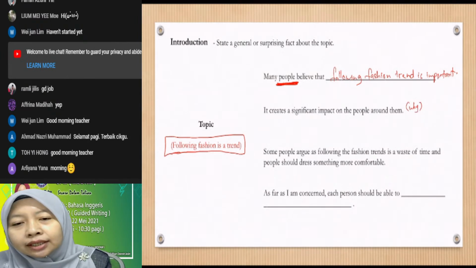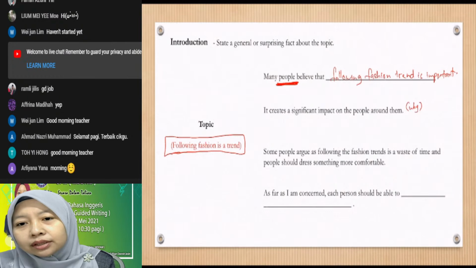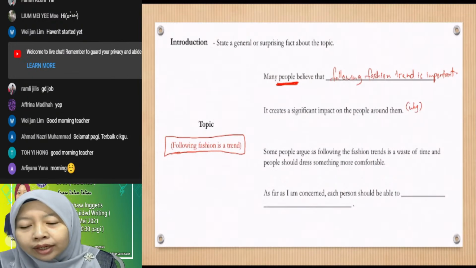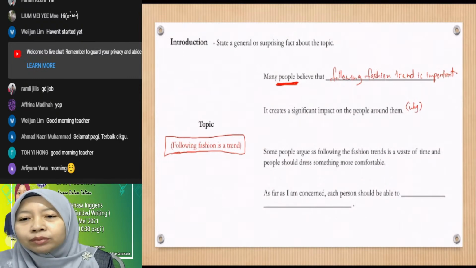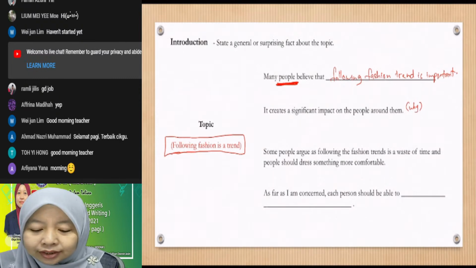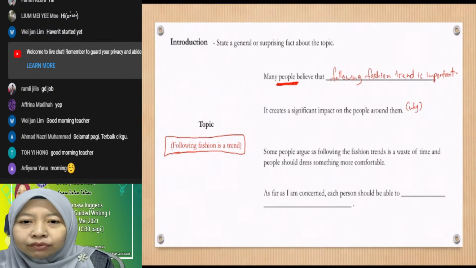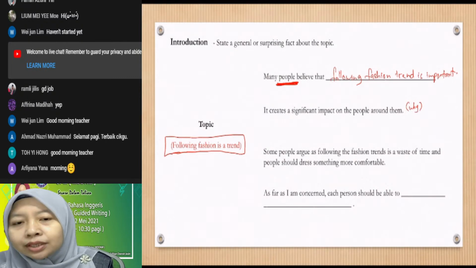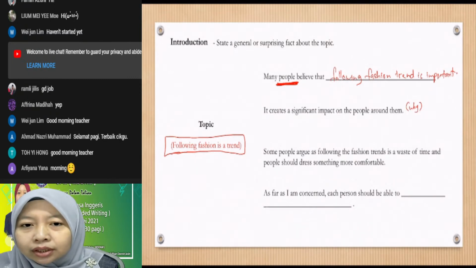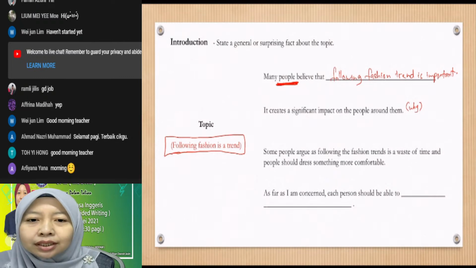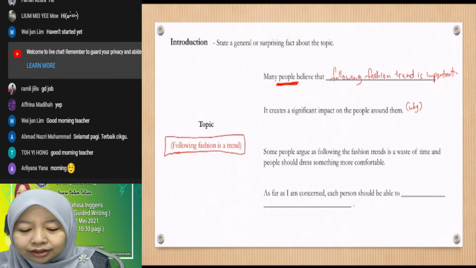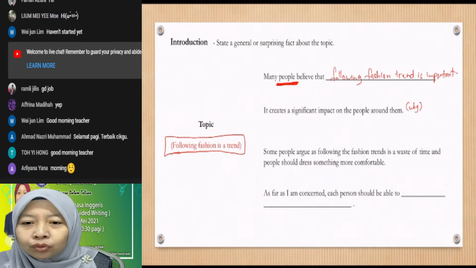So this is actually the technique on how you can write more. As I told you just now, you need to ask the questions what, when, who, why, where, and how in order to make sure that you can write more than one sentence. The first two sentences talk about what people believe. Did everyone agree that following fashion trend is important? No, right? So in my third sentence, I put some contradicting ideas. Some people argue that following the fashion trend is a waste of time and people should dress in something more comfortable.